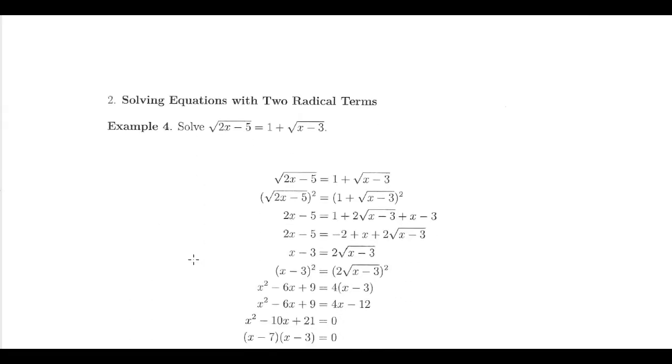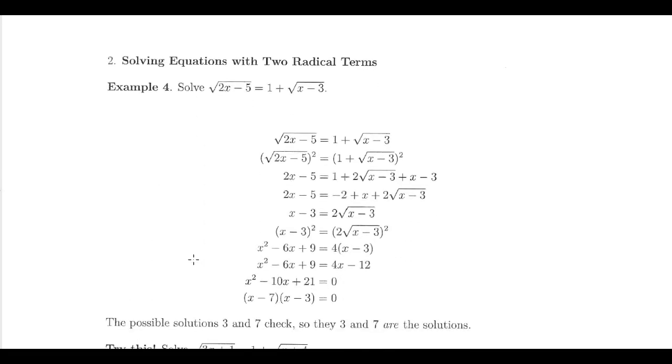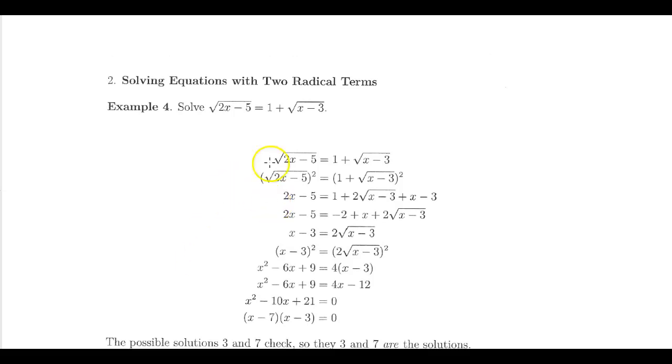Sometimes we might solve an equation where we have a radical on both sides. So the idea is to isolate a radical on one side, which this equation has. The 2x minus 5 is on one side. And what we can do is we can square both sides.